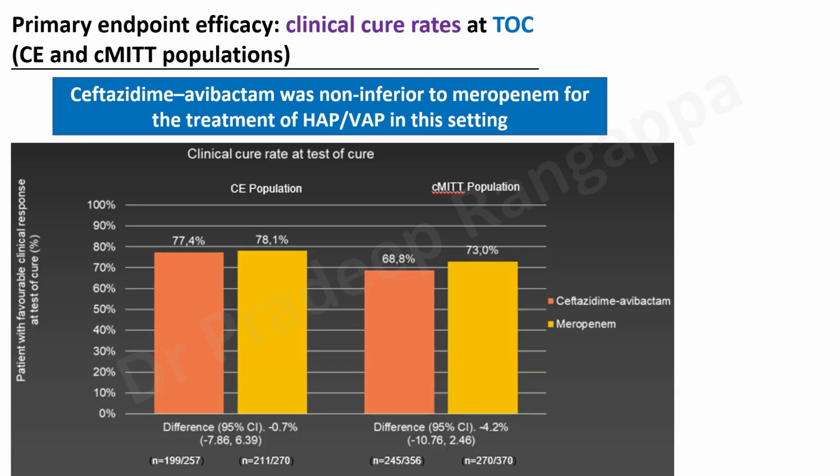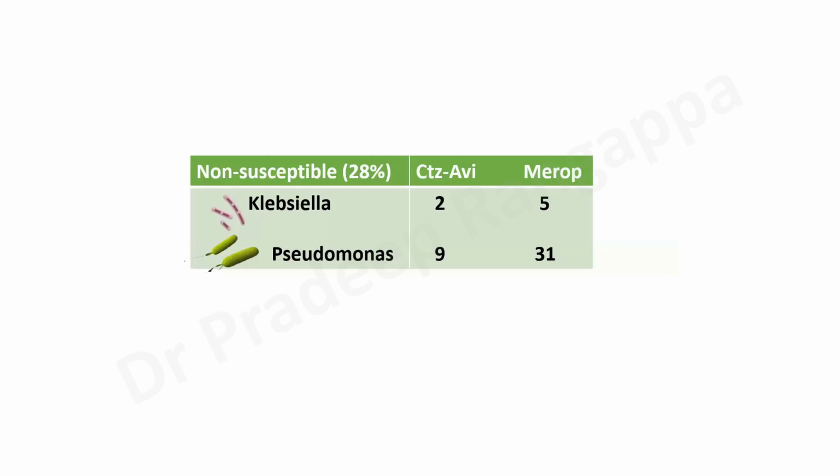So as you see, this is the population. So you see the ceftazidime group and the meropenem group. The orange one is ceftazidime, the yellow one is the meropenem. So there is no sort of a difference. So it was non-inferior to meropenem in that particular study.